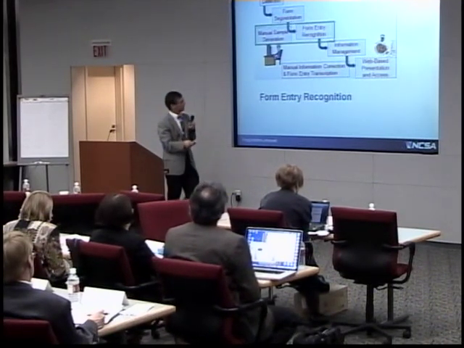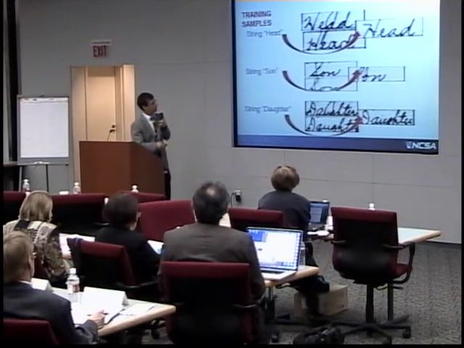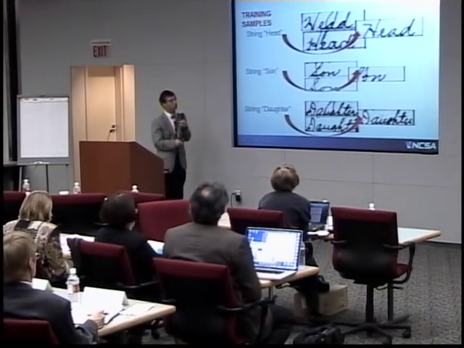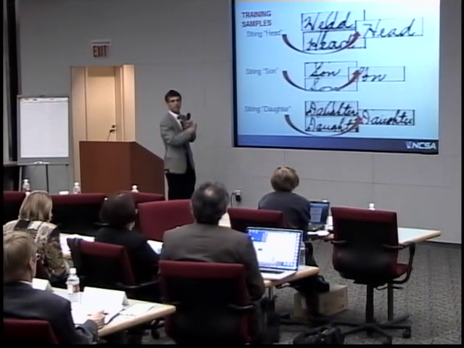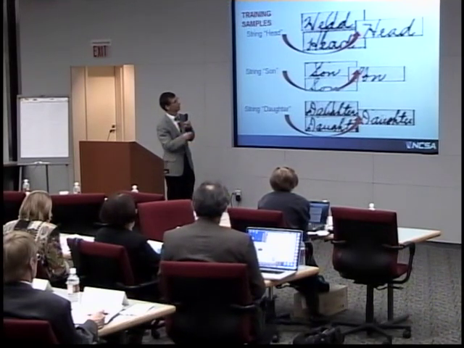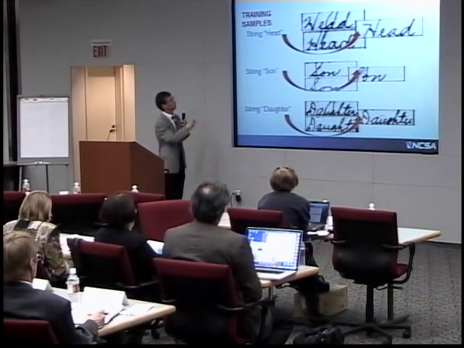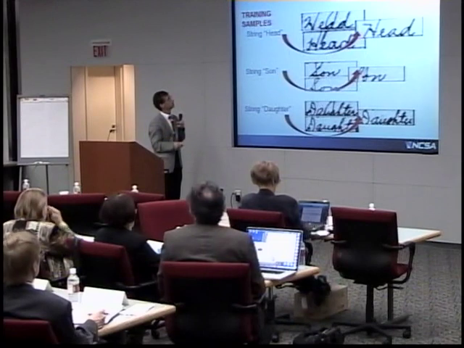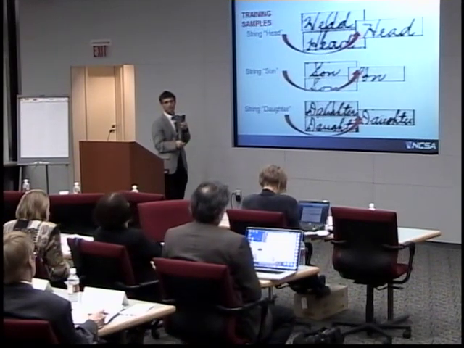Okay, so let's look at the form entry recognition. What I would like to do is associate my entries that I just extracted, head, son, daughter, with the strings head, son, daughter, right? So those are my training samples.